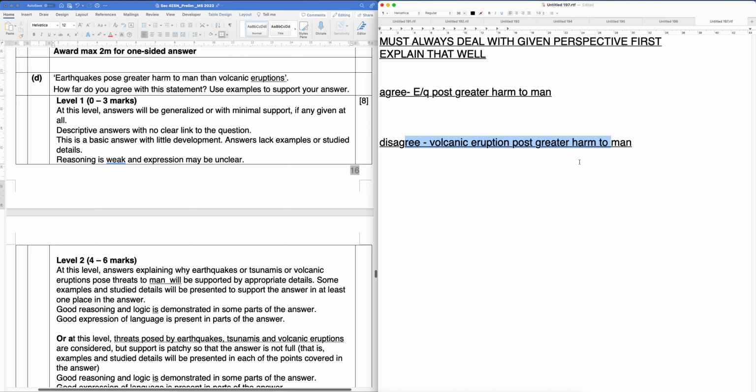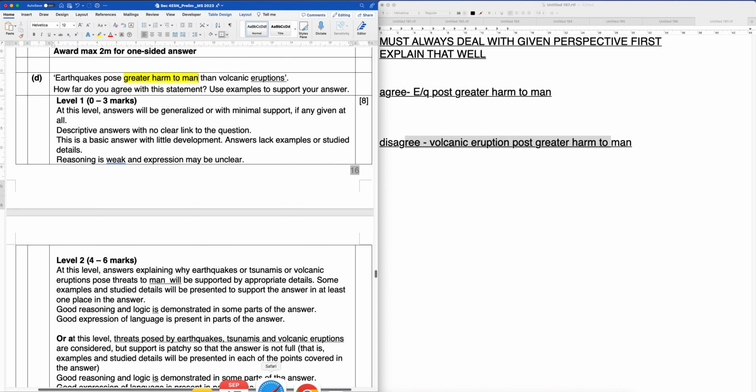All right, so next, what to explain. The question asks you about greater harm to man. To man. If you tell me fewer buildings are damaged, where is the harm? So let's unpack what we mean by harm. Some of you may think, what comes to your mind? Some of you say injuries, deaths. Yes, that is harm. But buildings collapse, lost property, is that a harm?